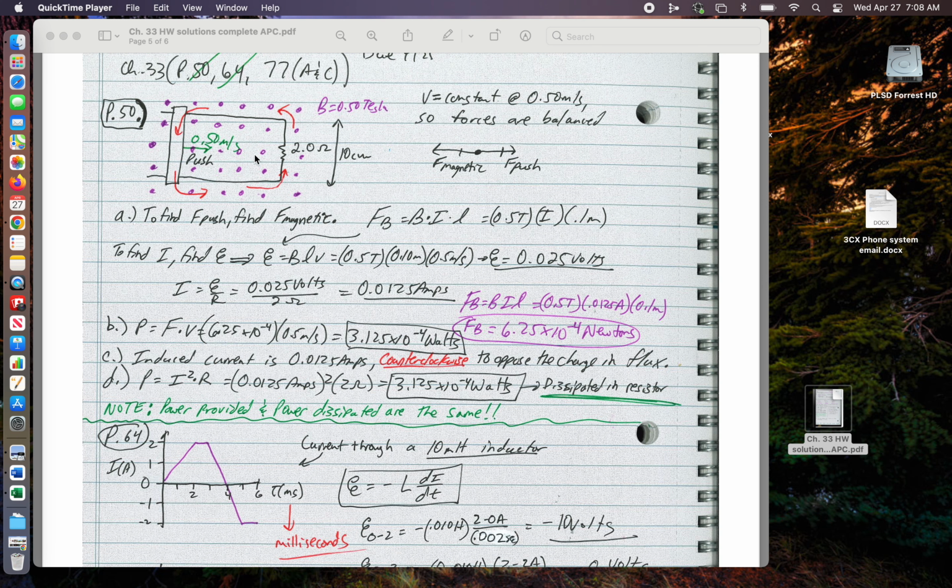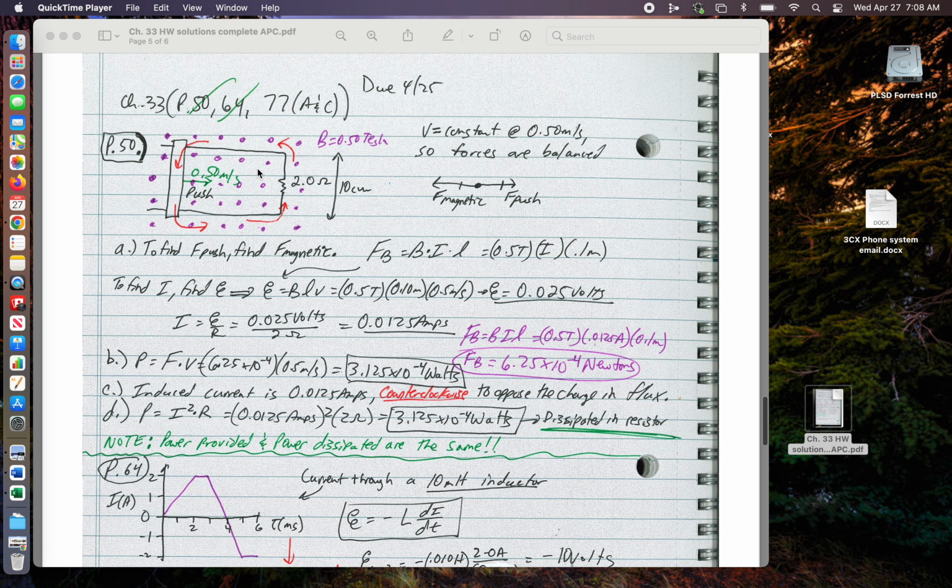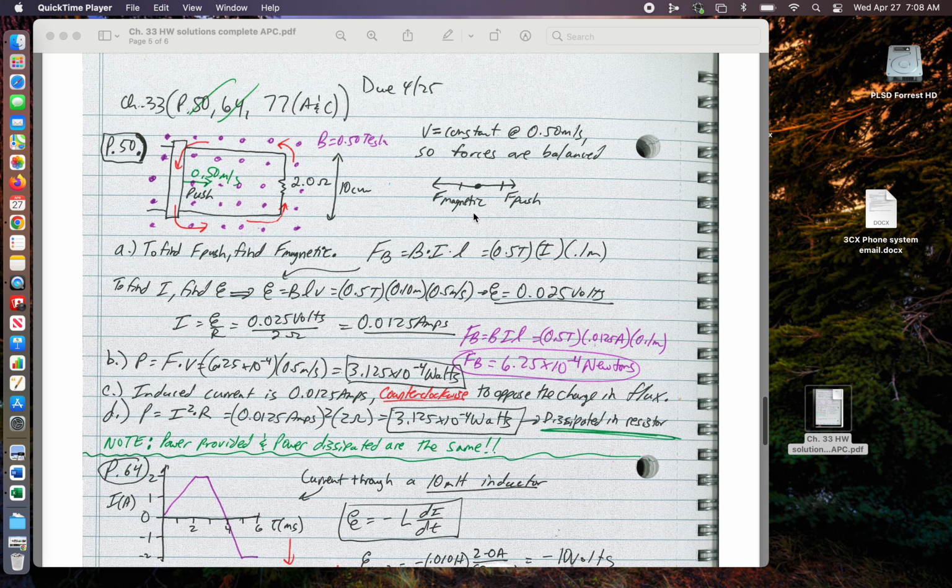Normally if this were moving to the right, you would get a force opposing that change. So in order to essentially have it move at a constant speed, the magnetic force would go to the left to oppose the change in flux. You need a push or a pull to the right. They would be equal. So to find the force of the push, you need to find the magnetic force. So this is a critical concept.